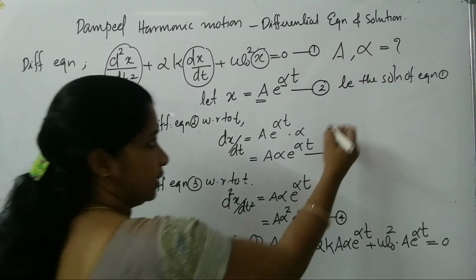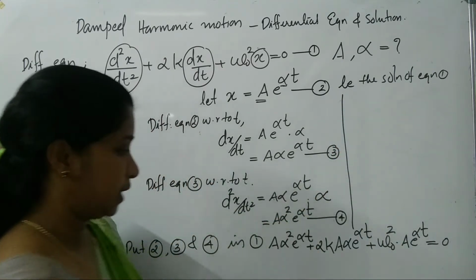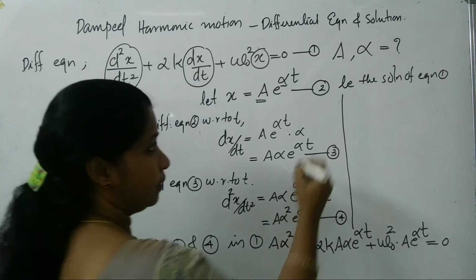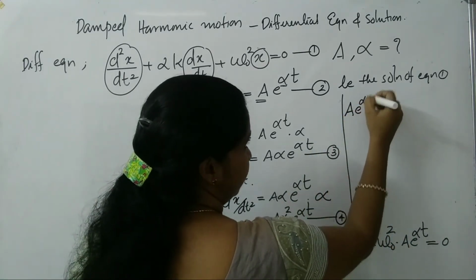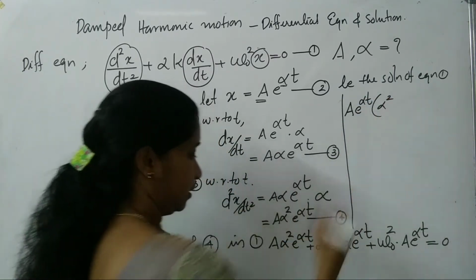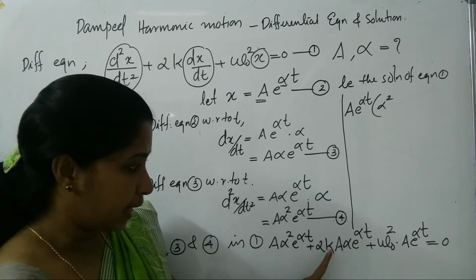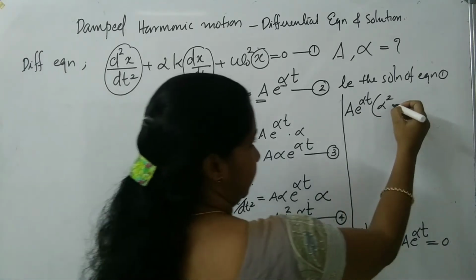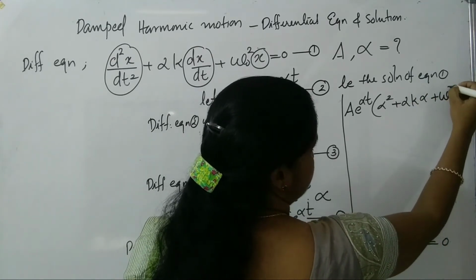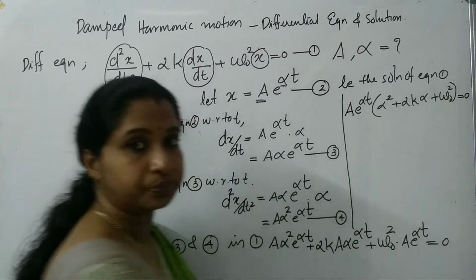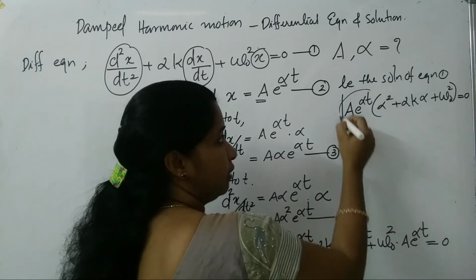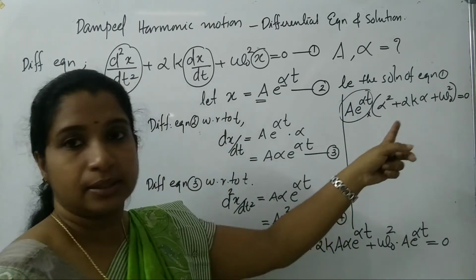From this we can take the common terms outside. In all the terms a e raised to alpha t is there. We can take a e raised to alpha t as the common term. So in the first term we get alpha square, in the second term we get 2k alpha, plus in the third term omega 0 square, that is equal to 0. Here the product of two terms, a e raised to alpha t into the second term, equals 0.